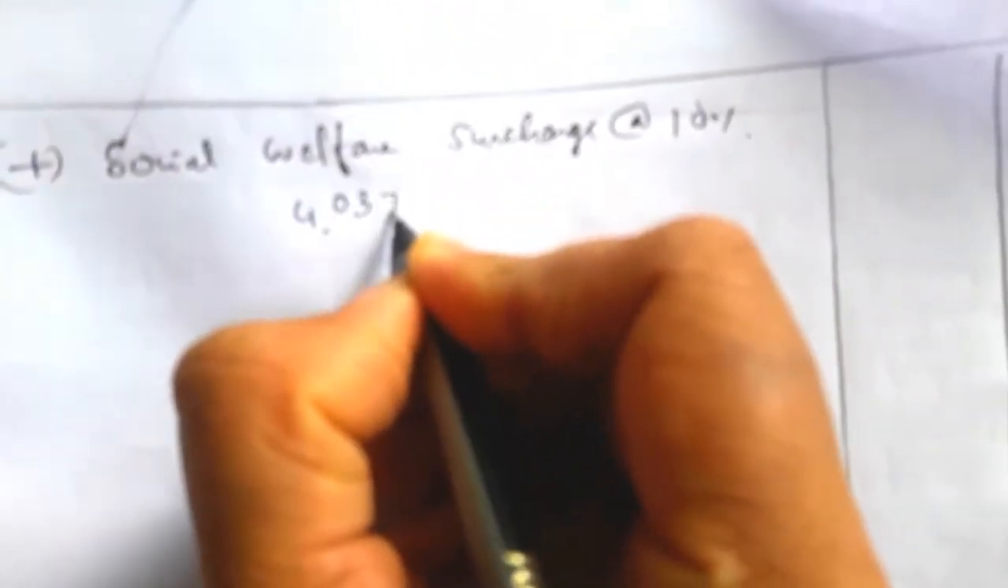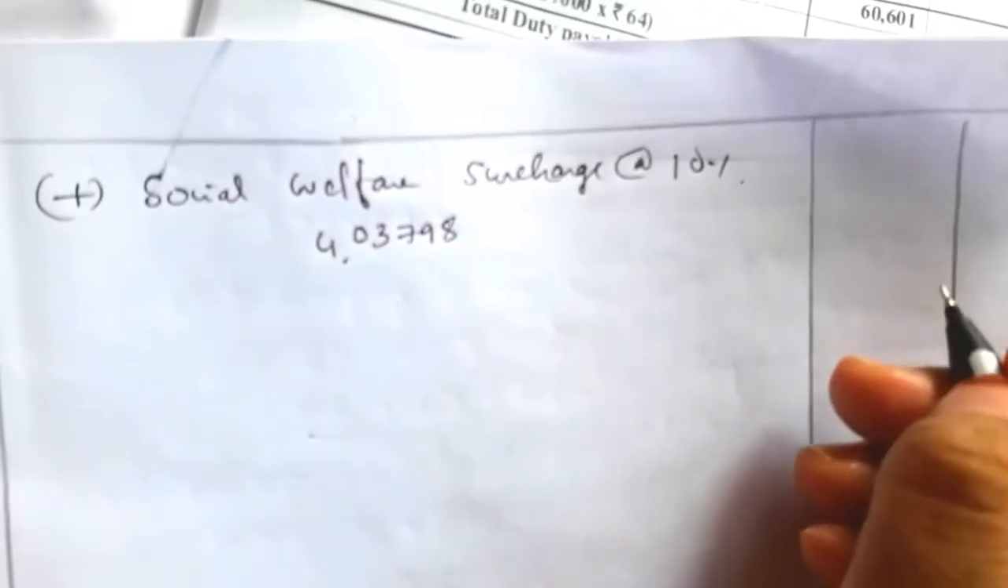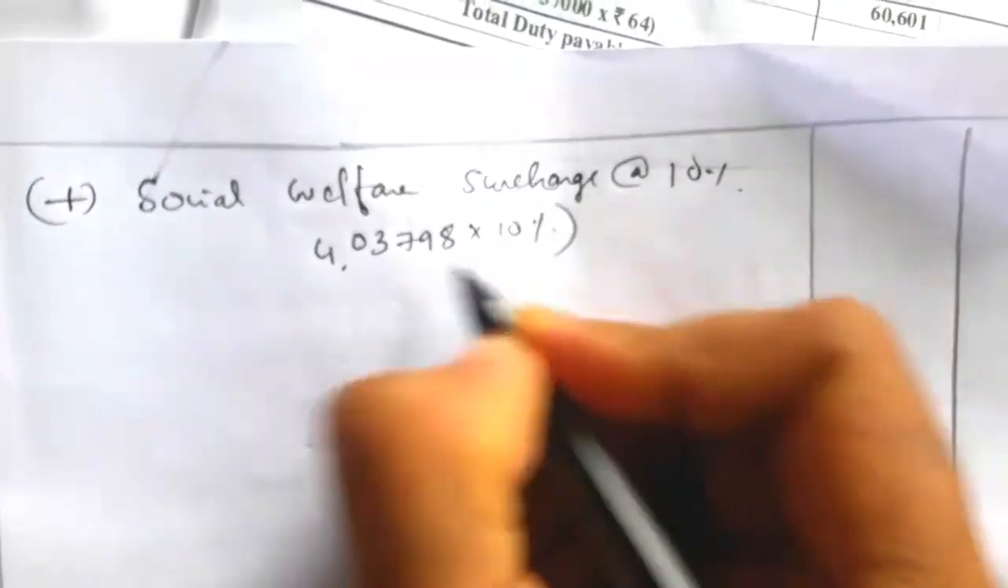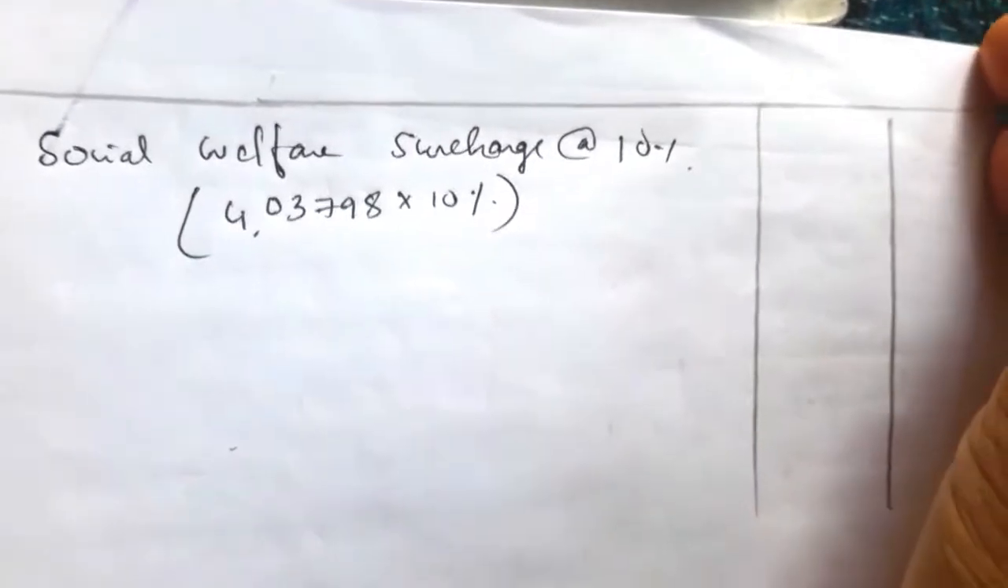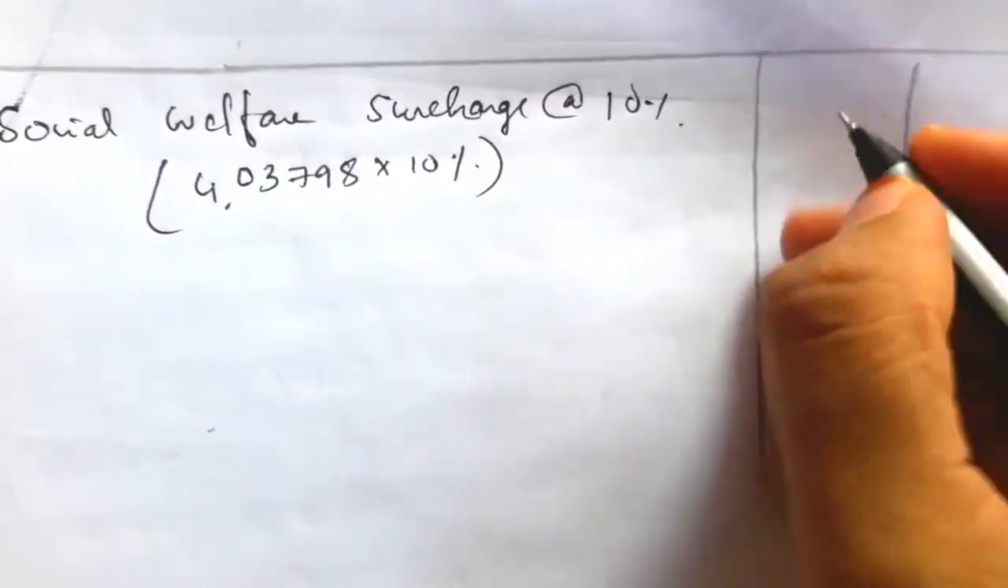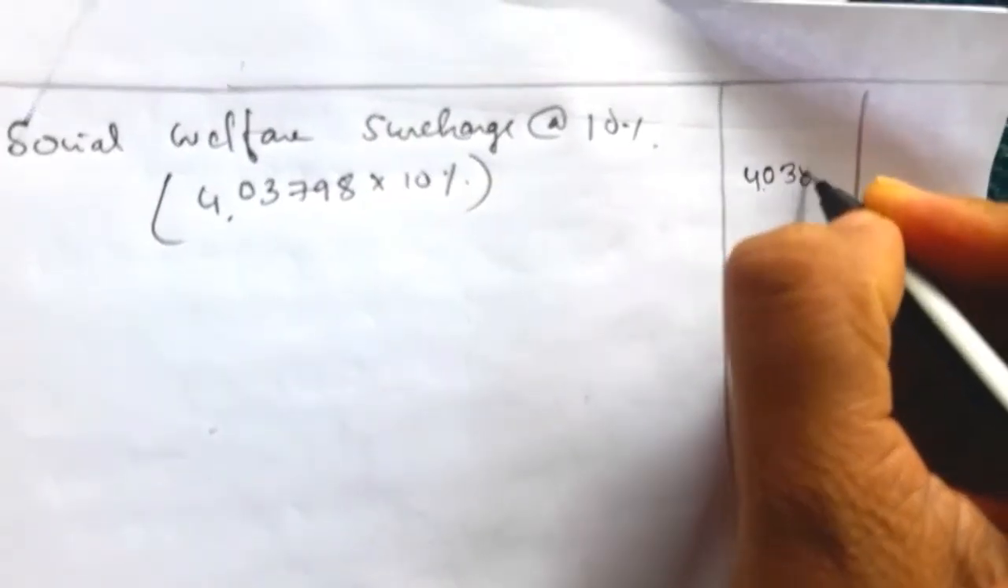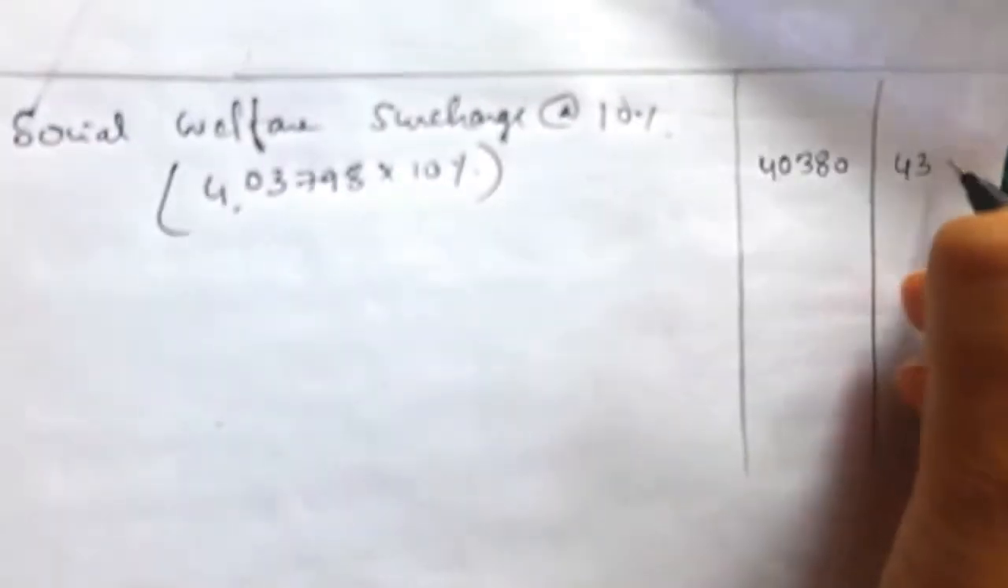So take 4,03,798. On this 4,03,798 value we have to take 10% as a social welfare surcharge. So that is equal to 40,379.8, which means 40,380.